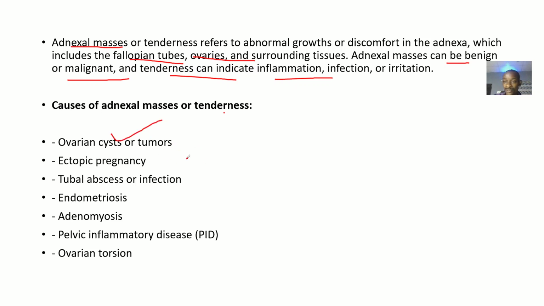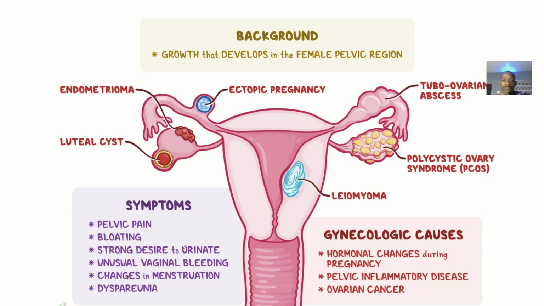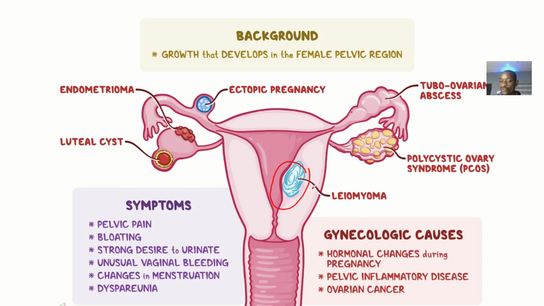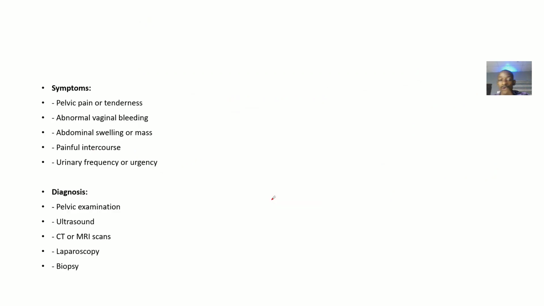It could be ovarian cysts or tumors. It could be ectopic pregnancy. It could be tubal abscess or infection. It could be endometriosis, right? It could be adenomyosis. It could be a result of pelvic inflammatory disease. It could be ovarian torsion. So you could see this anything. Any growth in the fallopian tubes, in the ovaries, in the tissues around the uterus, any growth around this area is what we call the adnexal mass. And we say that this mass could be benign or malignant.